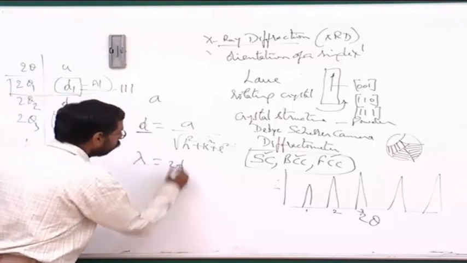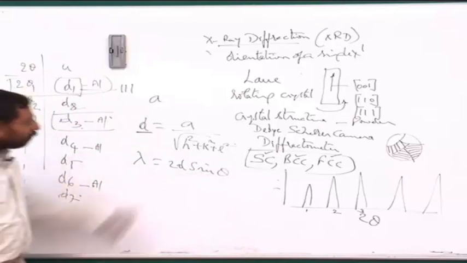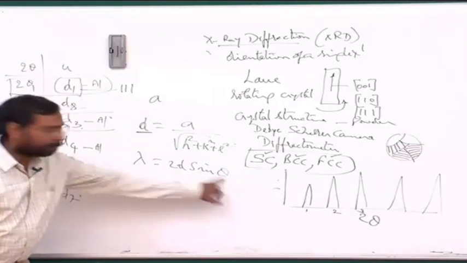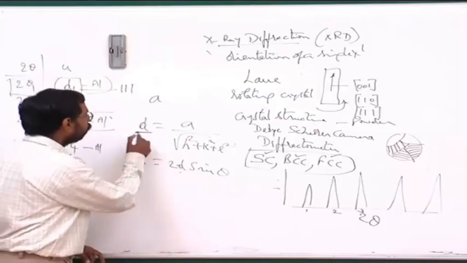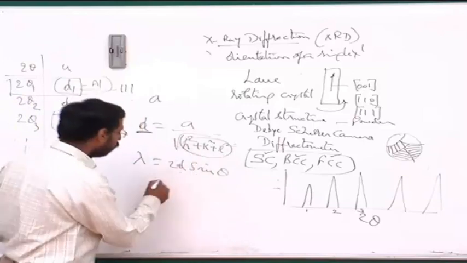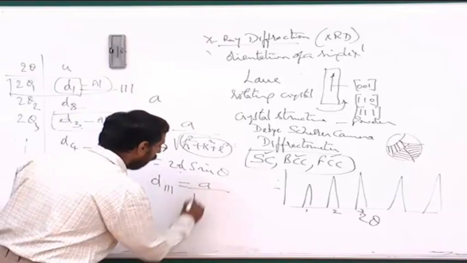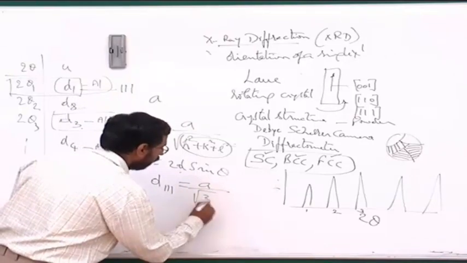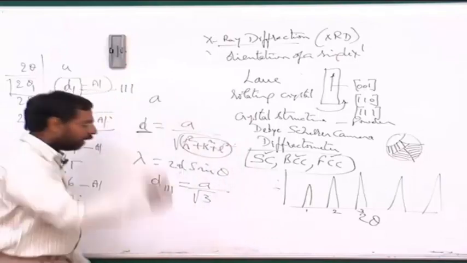Again, go to this formula, lambda equal to 2d sine theta. So once I know the theta, because I know the lambda, I can find out the d. I plug this d into this, knowing pretty well that the first peak is the 111 peak. So this corresponds to d of 111, which is equal to a over square root 3. H square plus k square plus l square, 1 square plus 1 square plus 1 square is 3.